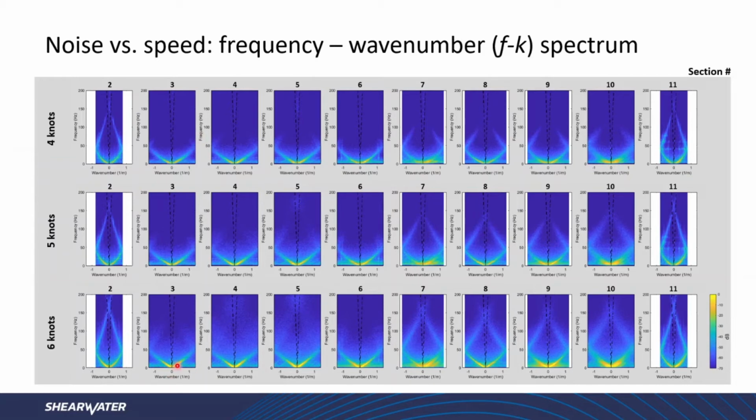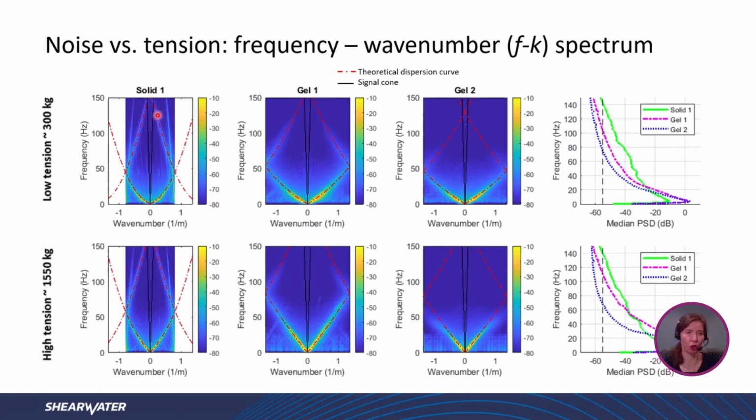Now let's focus evaluating this a bit more closely. And for this, we take one example from each type. So we have the solid streamer, we have a hard gel, and we have a gel with a highly dampening function here.